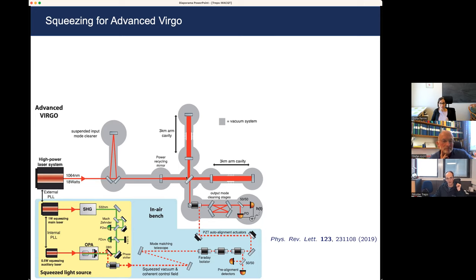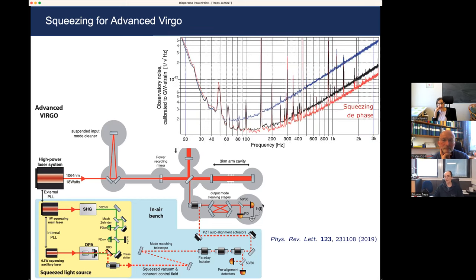You have the bright light that comes from the left. And the idea to improve this interferometer is to put squeezed light coming from the other port of your interferometer. It's a bit more complicated in Virgo than in the Mach-Zehnder because the input and the output are the same thing, so you need an optical circulator here. But anyway, you have a squeezed light source here on the left that is fed into your interferometer. And at the output, you make the detections. And this is a kind of experimental measurement they do.